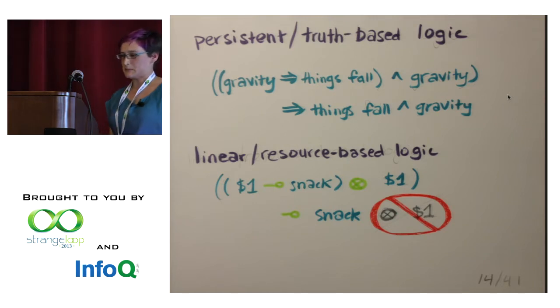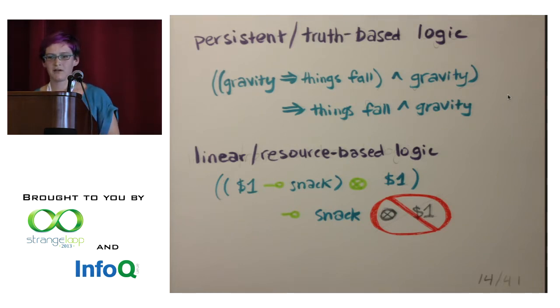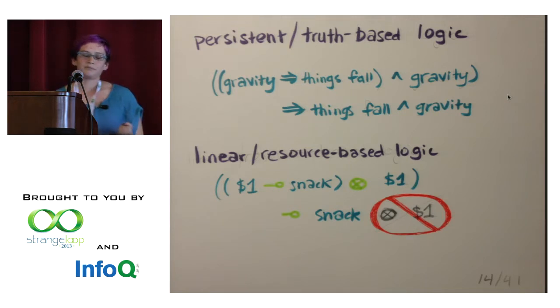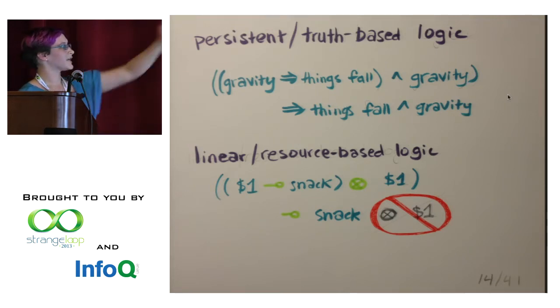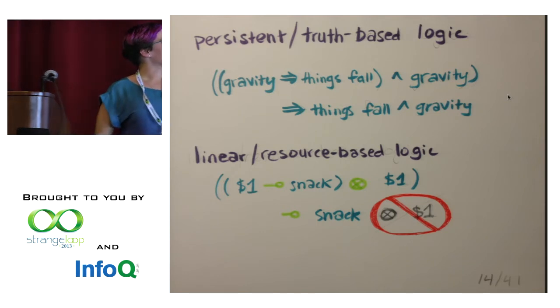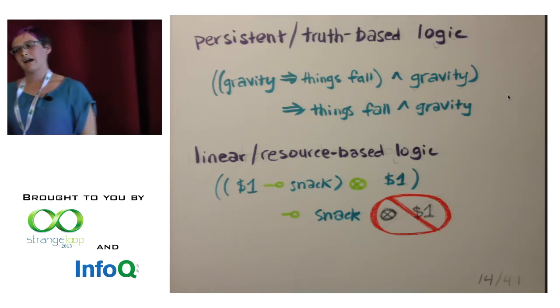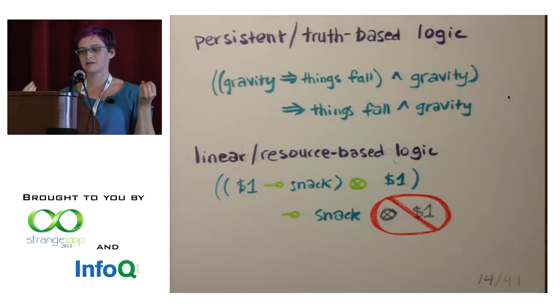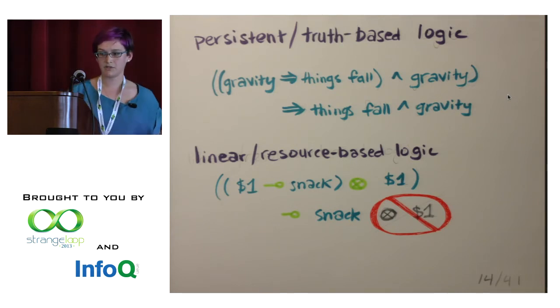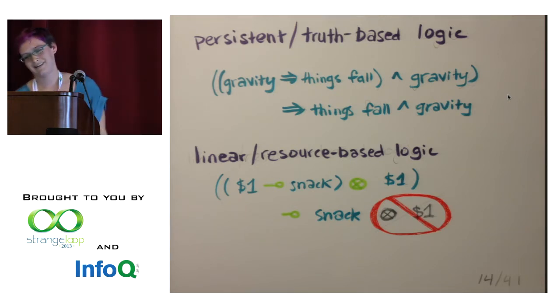Linear logic is resource-based. So instead of facts, we have things like $1 or a snack that are more like things that we spend, that get consumed. So there's an analogous concept of implication with this lolly symbol and with this tensor symbol, except that they mean different things when we're thinking of our logical atoms as resources rather than facts. So in this system, if you have some way, like a vending machine, of turning $1 into a snack, and you also have $1, then you can get a snack, but you don't get to keep the $1.